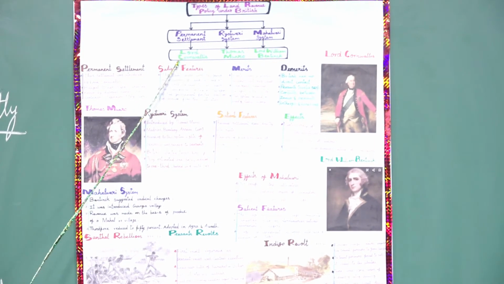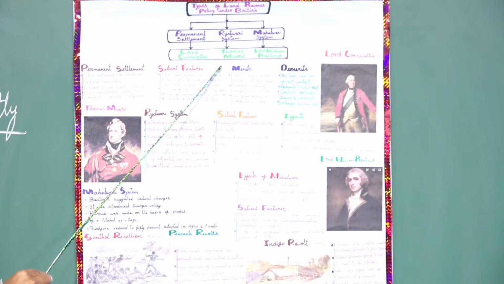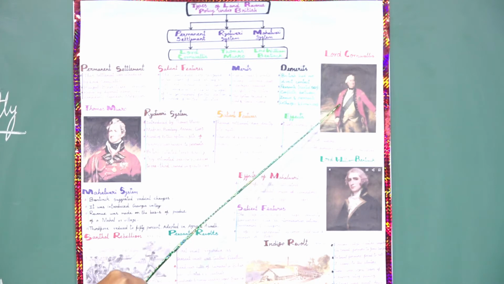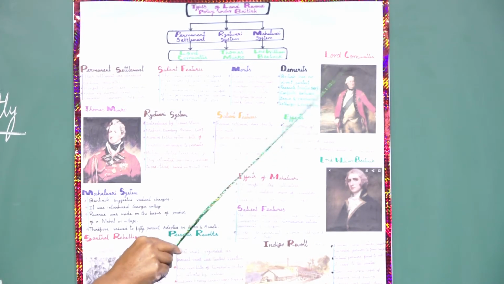Permanent settlement was introduced by Lord Cornwallis. Ryotwari system was introduced by Thomas Munro. And Mahalwari system was introduced by Lord William Bentinck. First we will see one by one. The first is permanent settlement. See this picture, Lord Cornwallis.